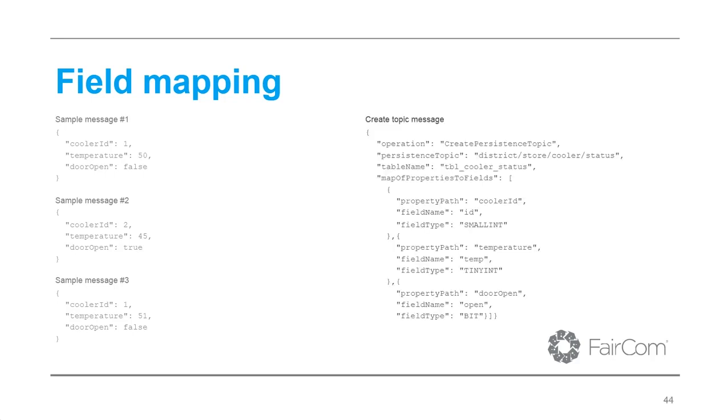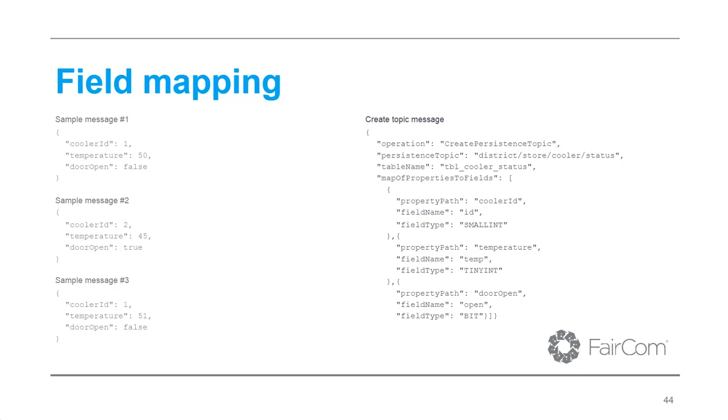How would I want to map that to the database? It looks like this. Here's that create topic message we just looked at. But more notably here is that fourth property, map of properties to fields. So we're going to say property path cooler ID, right? It's going to match in the message. Field name is what I want it to be called within the database. I could also have called it cooler ID. I just changed it up here.